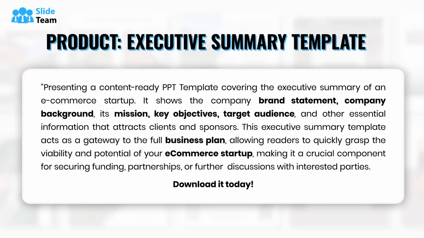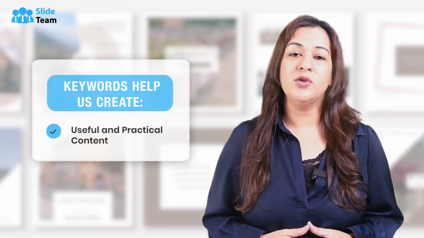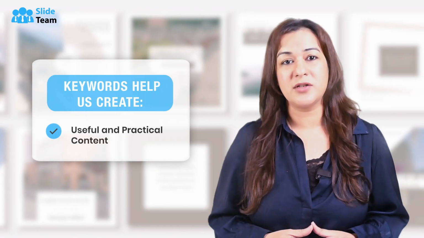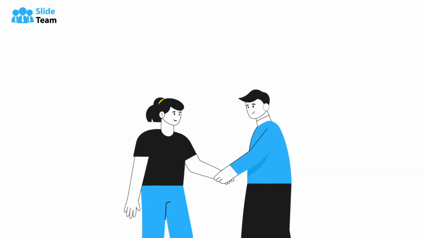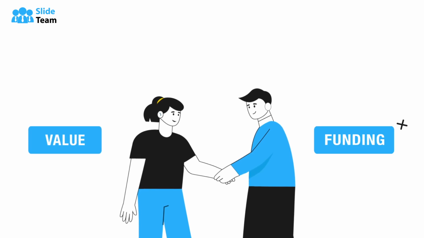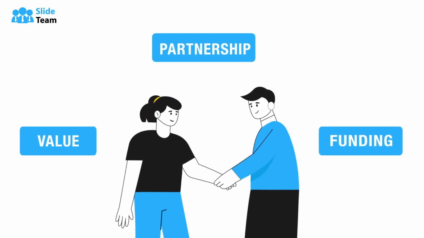Now, in this PD, we have added keywords already mentioned in the template, such as e-commerce startup, brand statement, company background, target audience, mission, and objectives. These are the applied terms, practices, and concepts that every company uses. But for us, as writers, these terms are the keywords that help us create useful and practical content for the product description. In this sample, we have also described how this product can add value to startup business plans and help secure funding or build partnerships.